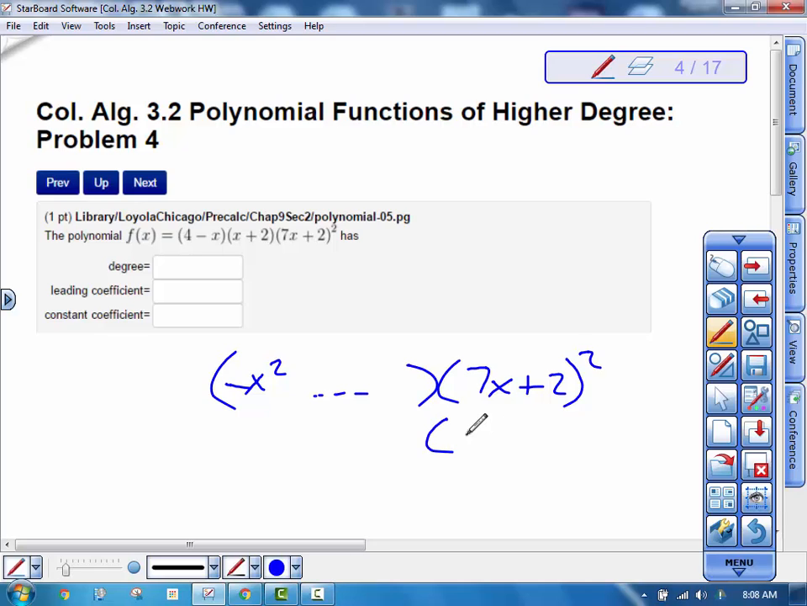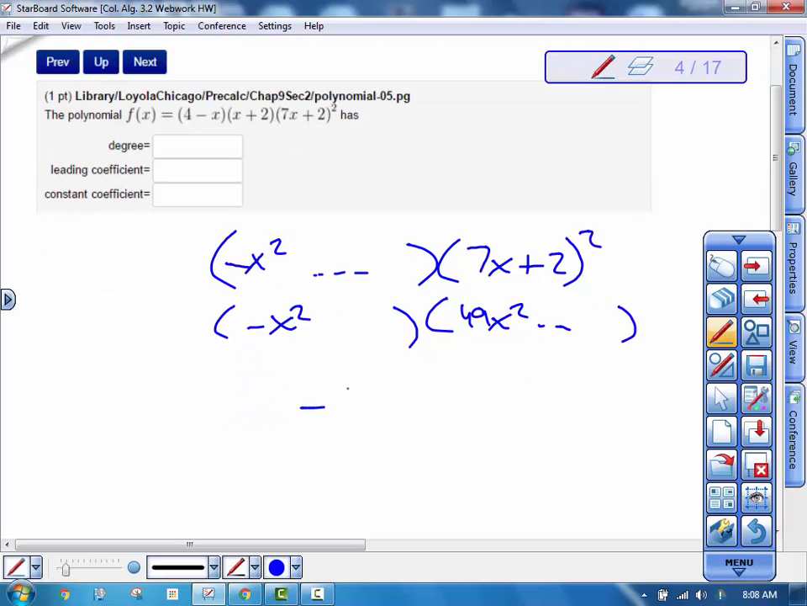Well, when I do the 7x squared, I'm going to end up getting 49x squared. And so I'm going to end up multiplying this negative x squared times 49x squared. That's going to give me negative 49x to the fourth. So I don't care about FOILing out the rest of it. I just care about the degree, basically. So the variables with the highest exponents, multiplying those out. So this degree would be a fourth degree. The leading coefficient would be negative 49.